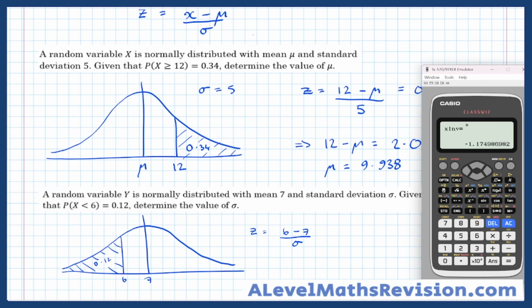So z equals minus 1.17. Now we know to expect it to be negative because it's to the left of the mean. So z equals minus 1.174986982. So let's do it at 4 significant figures just to be safe. Minus 1.175.